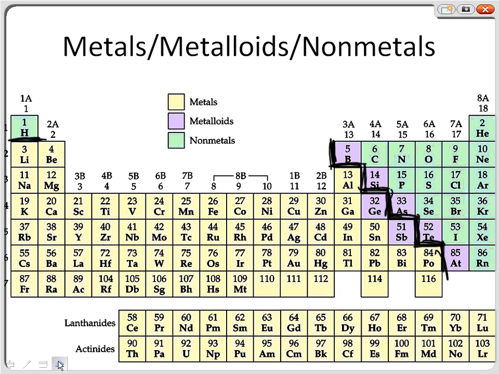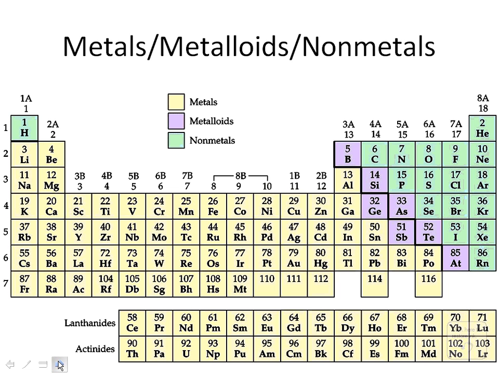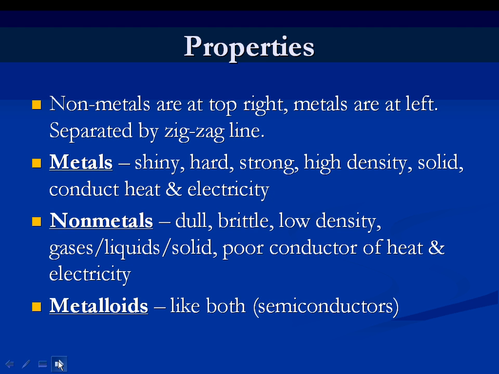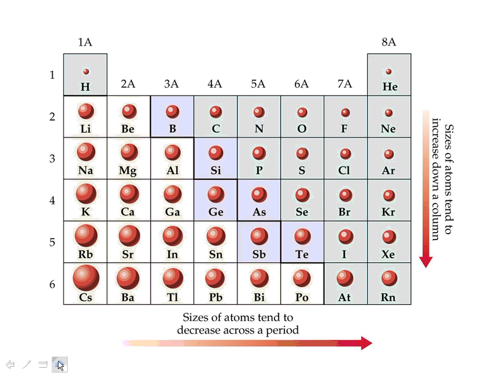Let's talk about what this actually means, though. So a metal is something that we know conducts electricity, it's shiny, it's malleable, it's moldable, has a high density, usually solid. Nonmetals are dull, brittle, low density. They can be gases, liquids, or solids. They're poor conductors of heat and electricity. Metalloids are kind of like both. They share the properties of both because they're on the line, and they're the semiconductors in computer chips. Those are metalloids. By the way, there are other properties. I'll talk about this slide in class.